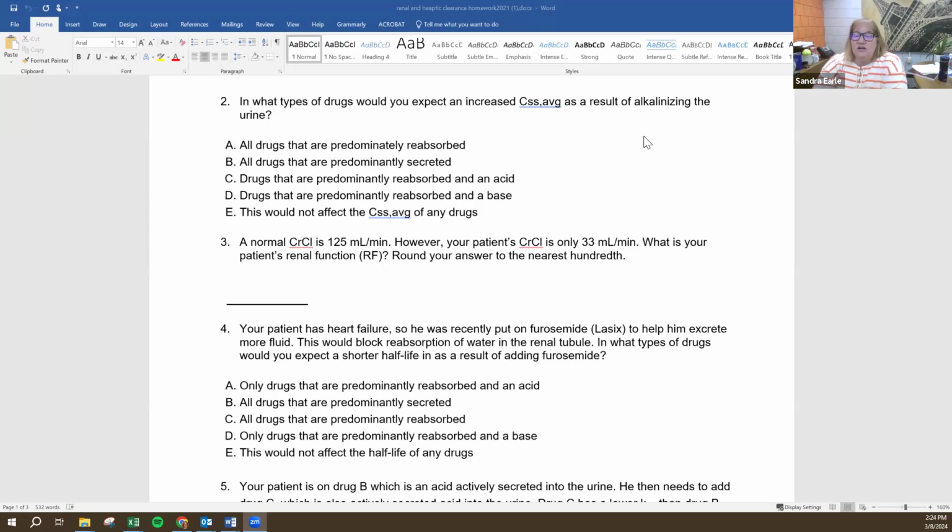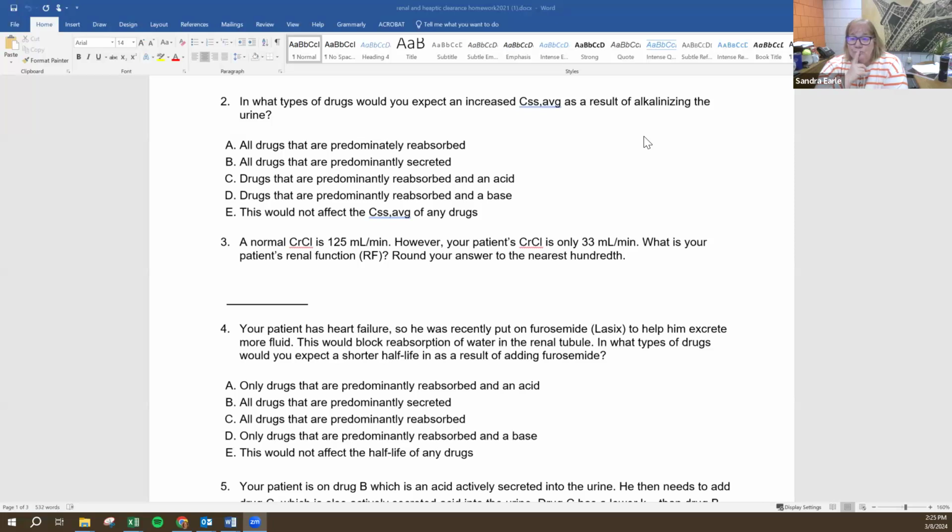Changing the pH of the urine is not going to affect secretion because secretion is that active process where they're just competing for those secretion sites. I think of it as little shovels that are moving drug from the blood into the urine. Doesn't matter what the pH of the urine is for that, but it does matter when it gets reabsorbed, to see if it's going to be in the unionized form so it can get reabsorbed, right?